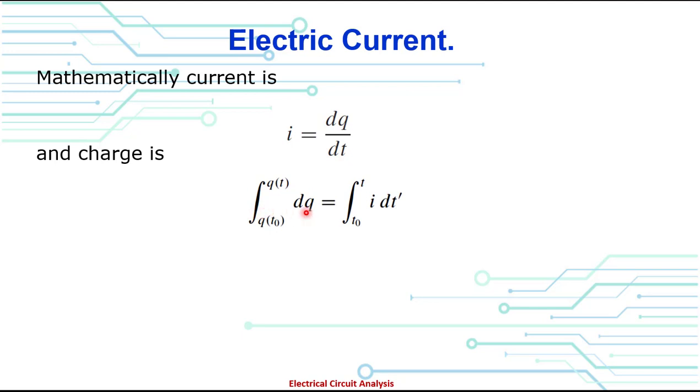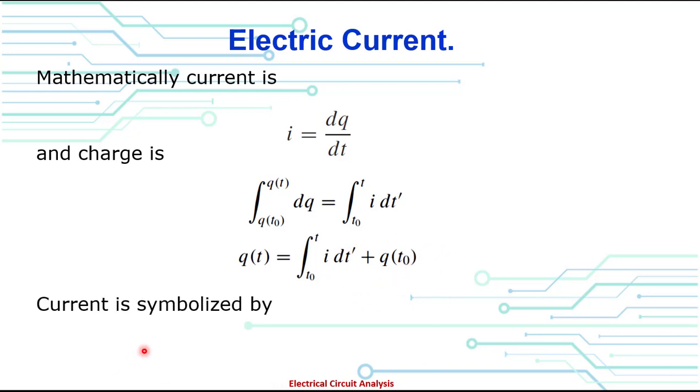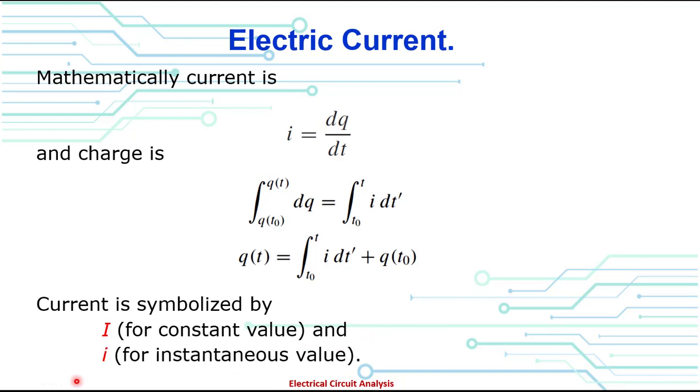If we integrate on both sides, we get charge present at any moment is equal to the time integral of current plus the charge present in the beginning. Symbolically, capital letter I represents constant values of current and small letter i represents instantaneous values of current.